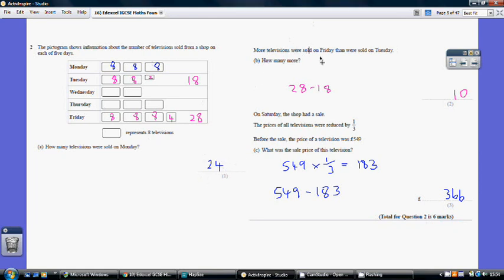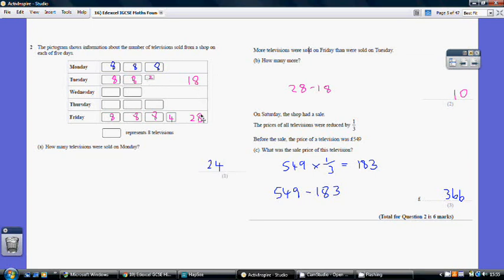Part B, how many more were sold on Friday than were sold on Tuesday? So let's look at Friday and Tuesday. Well, Friday's got an 8, an 8, and an 8, and then half a rectangle, which is 4. So that's 28 in total. Tuesday's got an 8 and an 8 and a quarter of a rectangle, which is a 2. So that's 8, 8 and 2, which is 18.